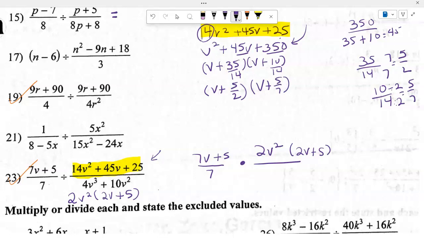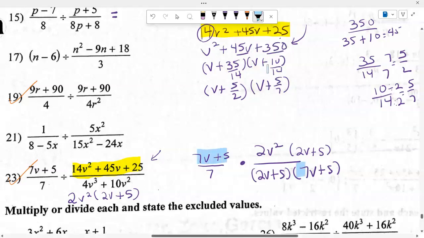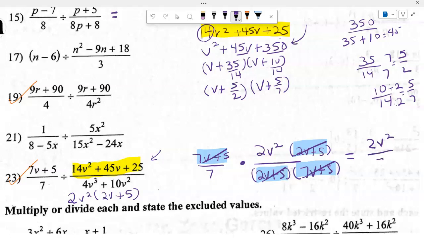And the way I taught you was the 2 is going to go up to the top. So you have as your factors 2v plus 5, and then the other factor will be 7v plus 5. And you notice there's some common factors: 7v plus 5, 7v plus 5, 2v plus 5, and 2v plus 5. This is in the numerator, this is in the denominator, this is in the numerator, this is in the denominator. So this will simplify to 2v squared over 7.